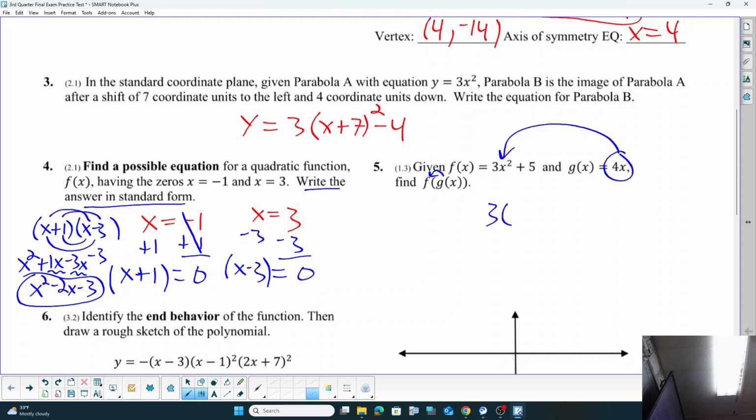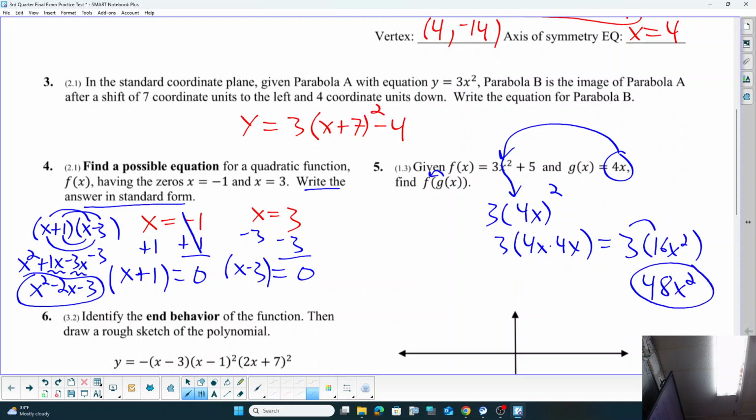So that's going to be 3 all squared, and you're going to plug that into F, so that's your 4x. And so 4x times 4x is what's going on there, times your 3. And so that's 16x squared, and 3 times 16 is 48x squared. So to do a composition, you plug one inside the other.